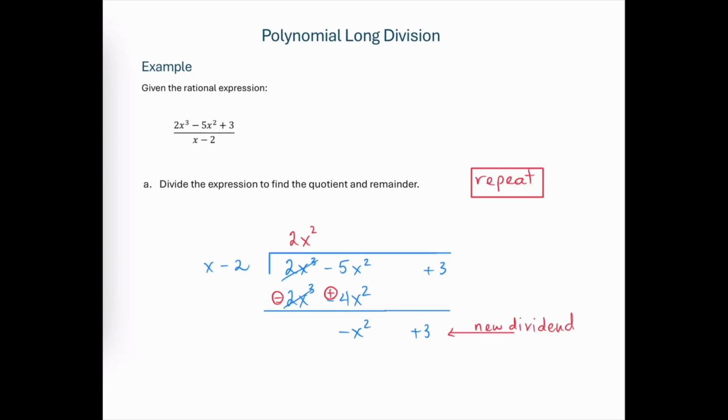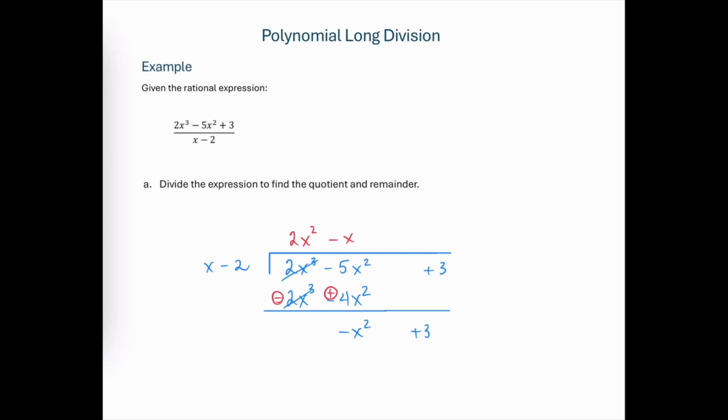And then we repeat the process, taking the divisor x minus 2 and now dividing it into this new dividend. So just like before, we're going to compare the first term of the divisor to the first term of this new dividend and say x times what is negative x squared. X times negative x is negative x squared, so negative x is the next term of our quotient.